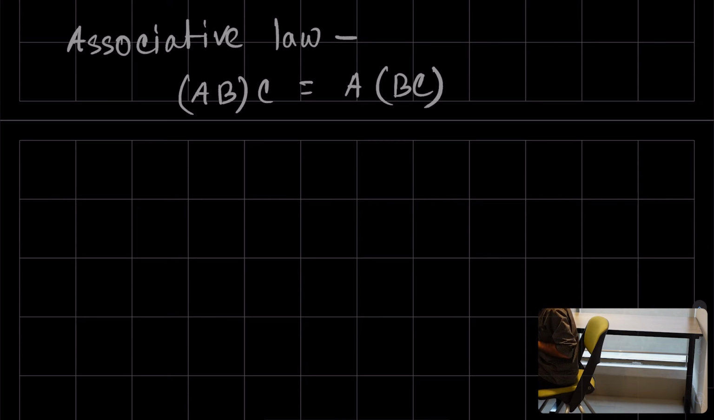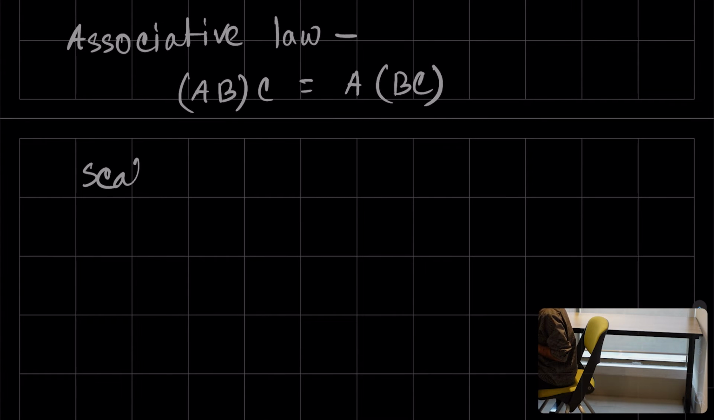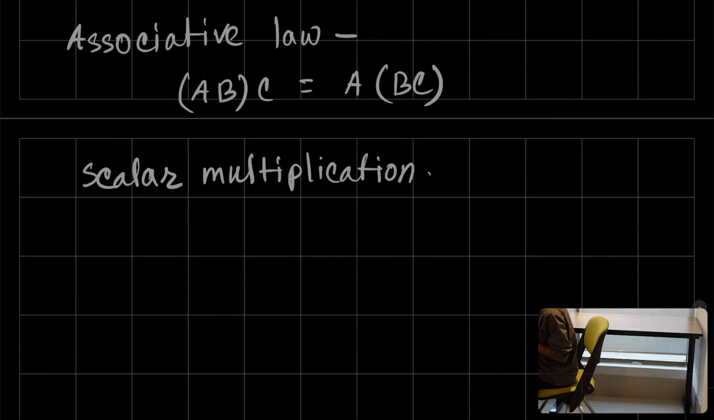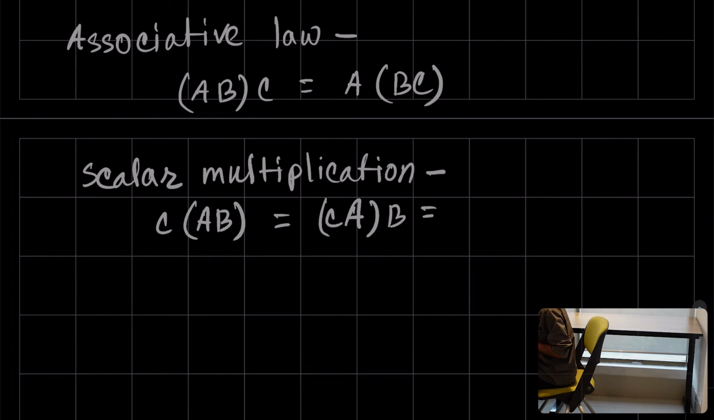And scalar multiplication also makes sense this way. If c is a number, a scalar, and A and B are two matrices, then (cA) times B is equal to A times (cB).